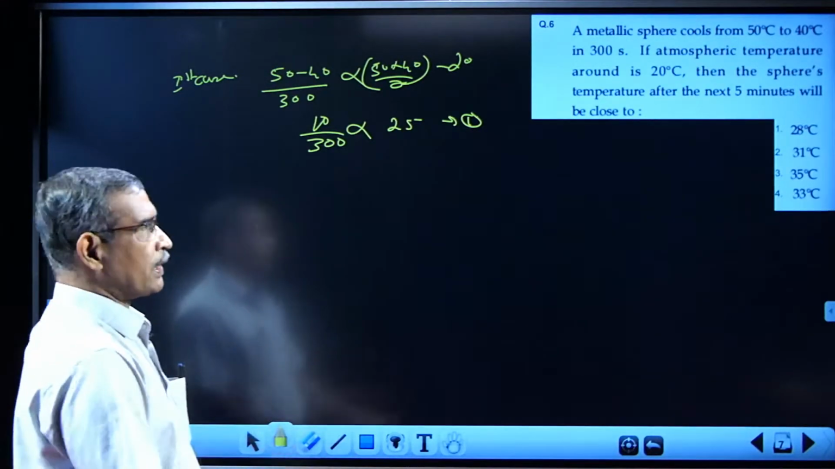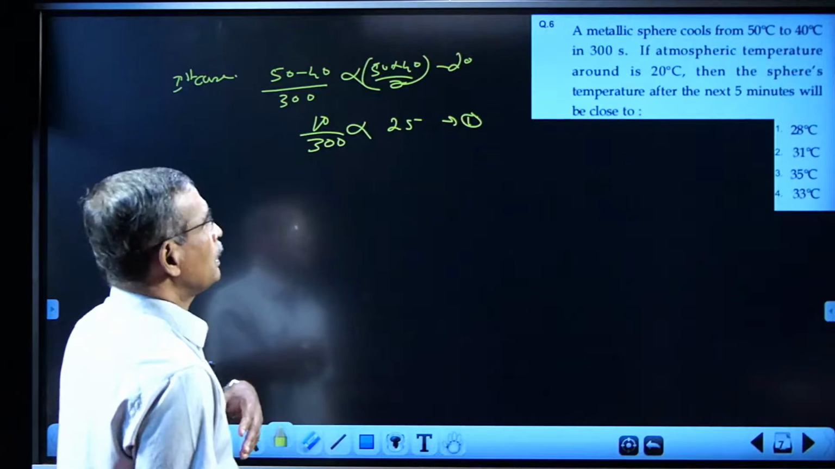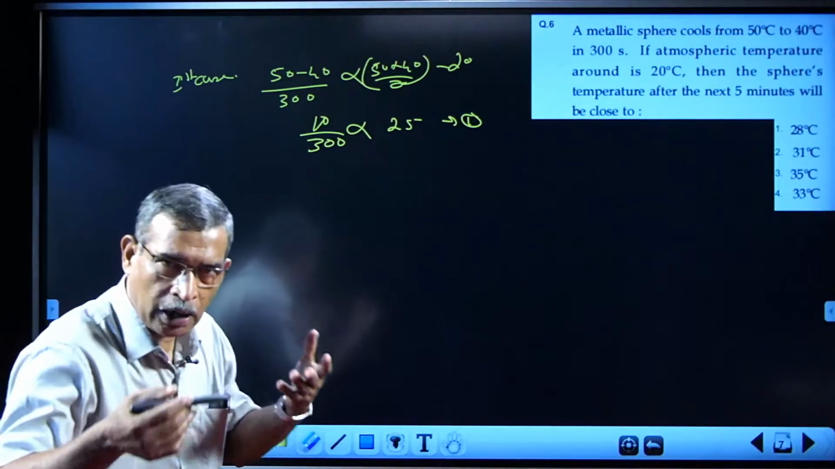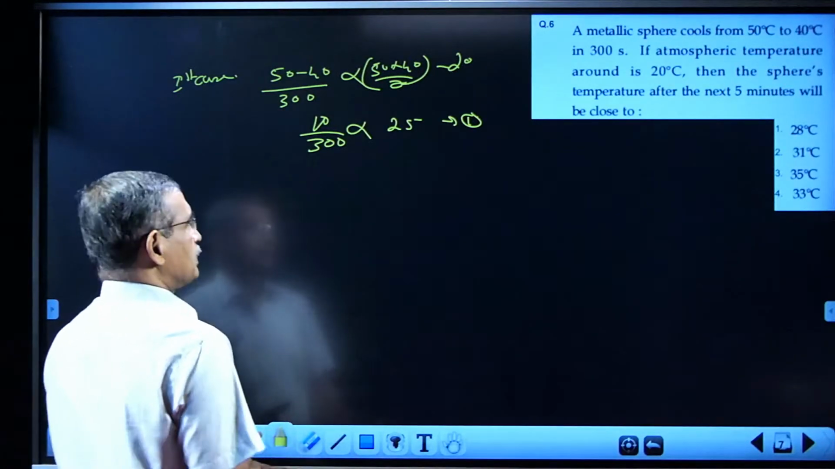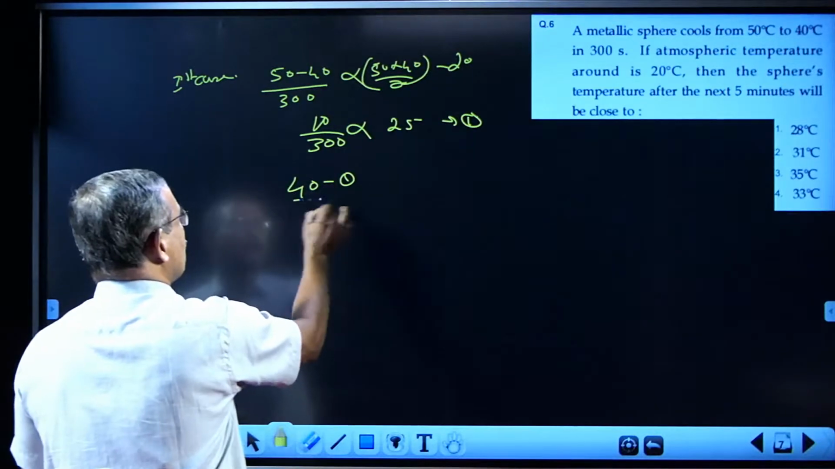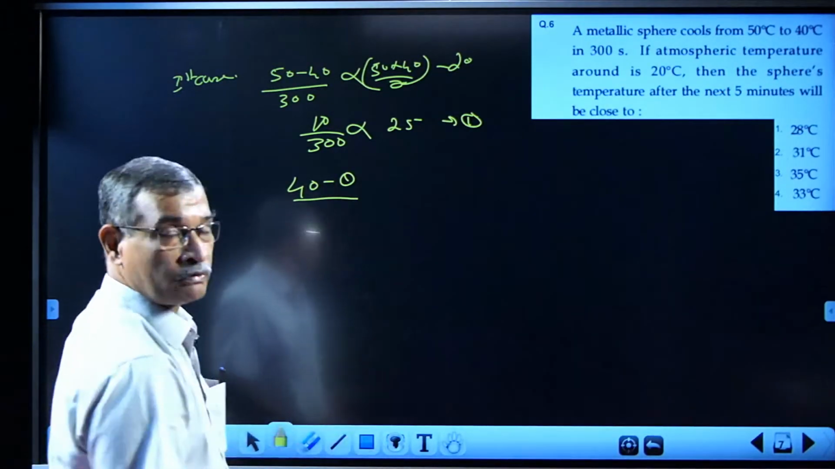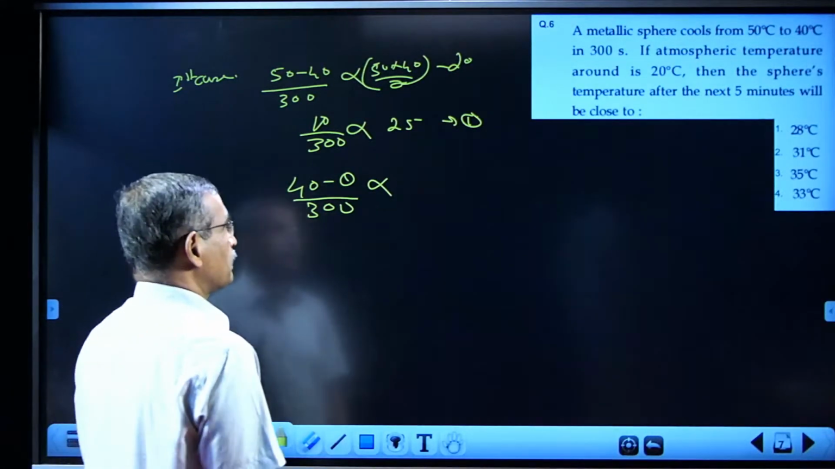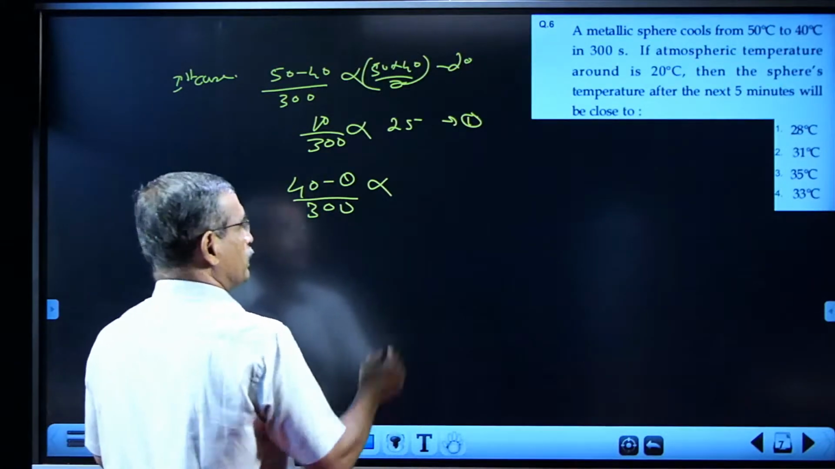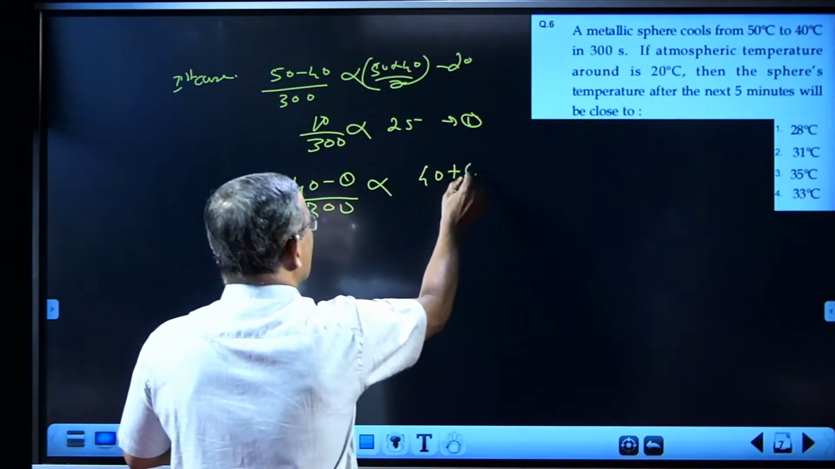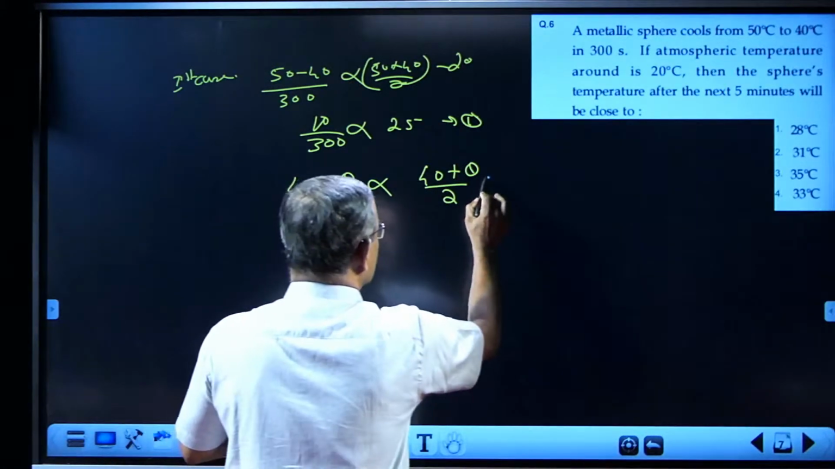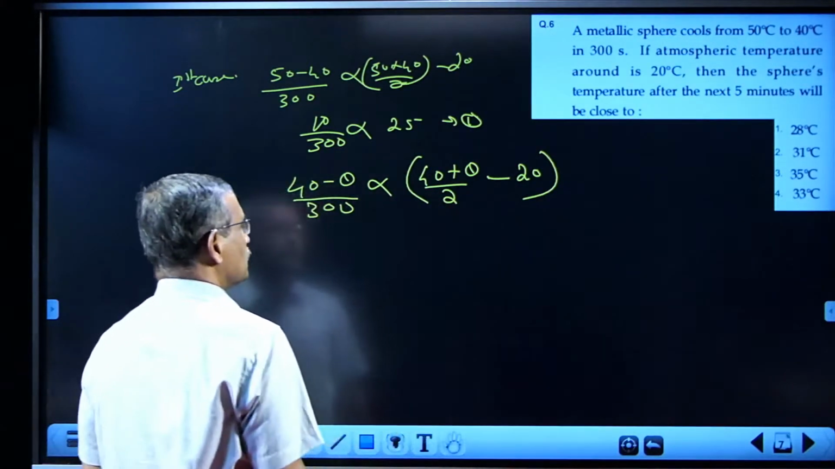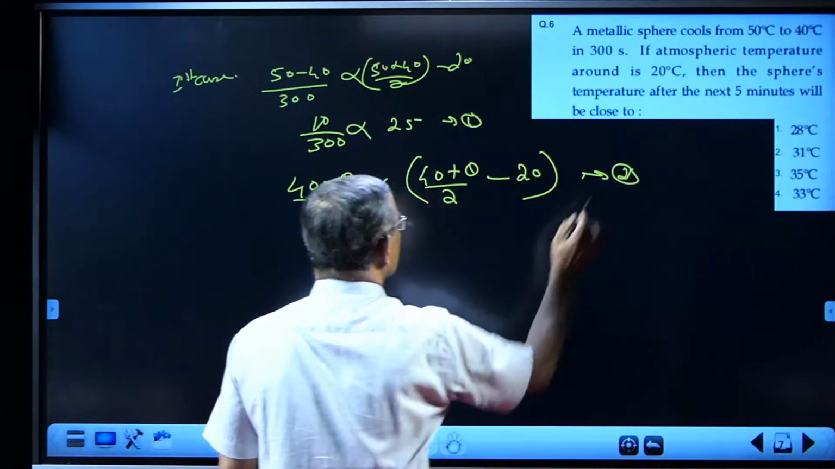Next, again we repeat. Here the initial temperature is 40 and it is cooled to an unknown temperature theta. Then (40 minus theta) by the same time, 5 minutes, which means 300 seconds, is proportional to the mean difference of temperature. The mean temperature is (40 plus theta) by 2 minus the room temperature. This is equation number 2.